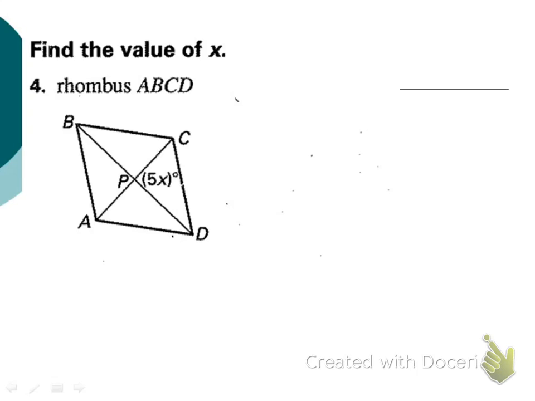So, we are given information about this angle right here, CPD. Now that's an angle where the diagonals intersect one another, correct? Did you learn anything about the angle formed by the diagonals of a rhombus? Look back in your notes if you're unsure.